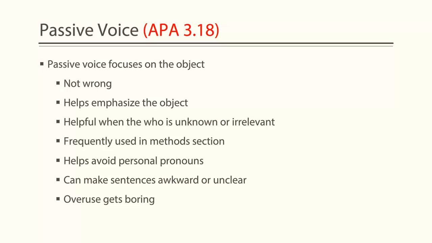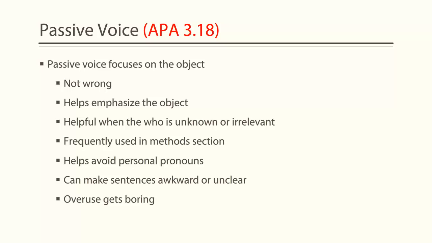You will see passive voice in the sample papers in the APA manual, and it is not wrong. You are allowed to use it. You would use passive voice if you want to emphasize the object, or if the who isn't known or isn't worth mentioning. Passive voice is most often used in the methods section, and it is a way that helps avoid using personal pronouns if that's important.